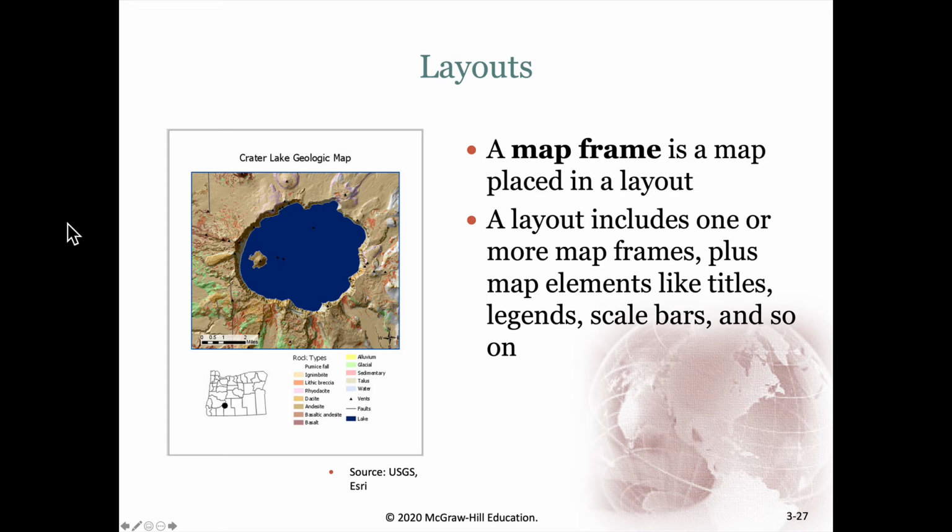So within a map layout, which you can think of as this entire piece of paper here, there's something called the map frame, which is the part within this blue box. The map frame is a map that is placed in the map layout. The layout includes a lot of other elements, such as the title of the map, a locator map, the legend, the scale bar, the north arrow. All those sorts of things are other layout elements that go into the map layout in addition to the map frame.